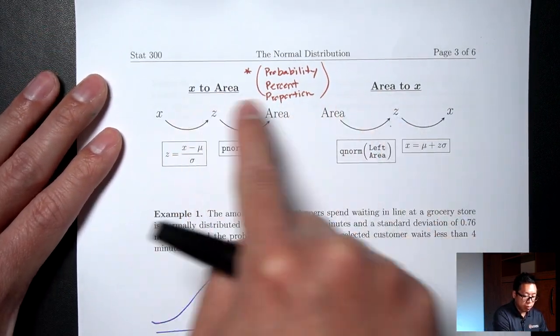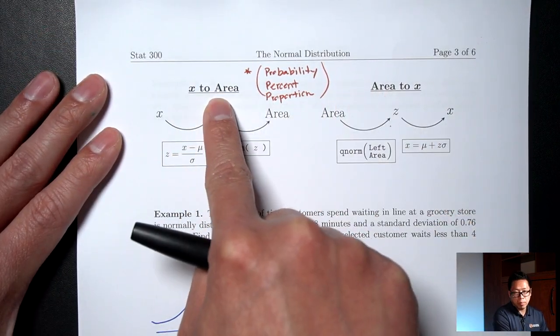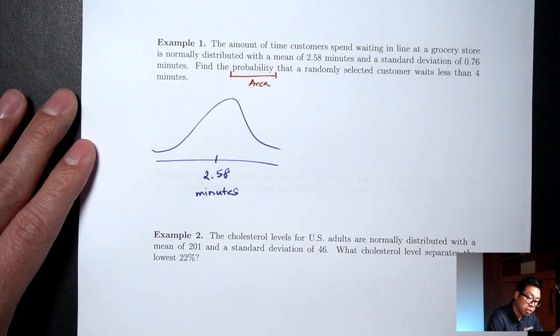Which one of these ends with an area? X to area. Okay, so this is an x to area type question.